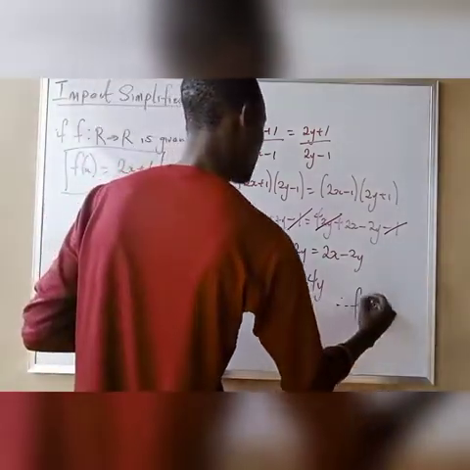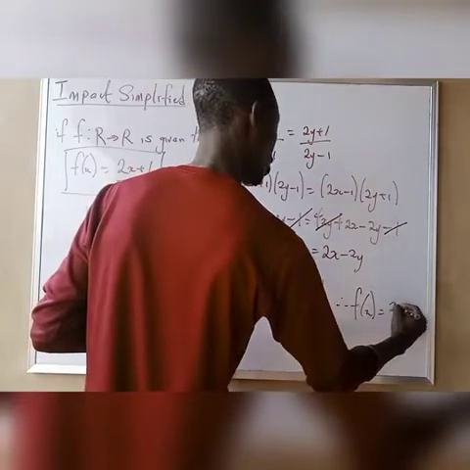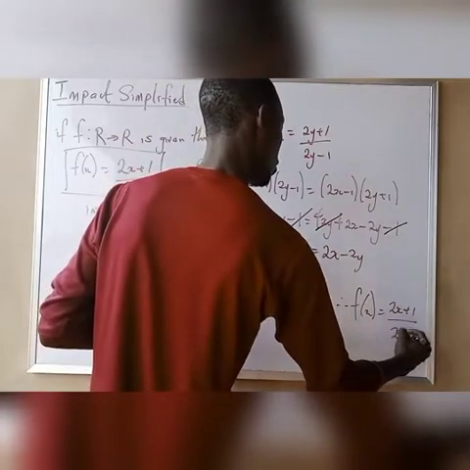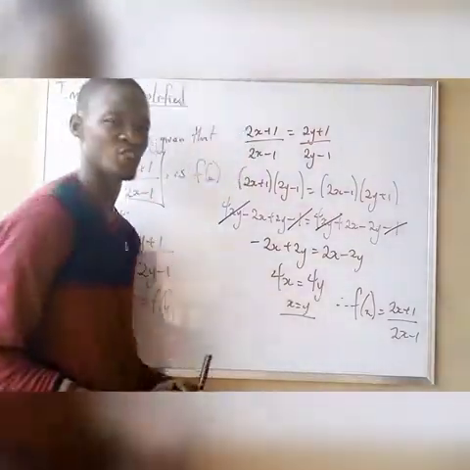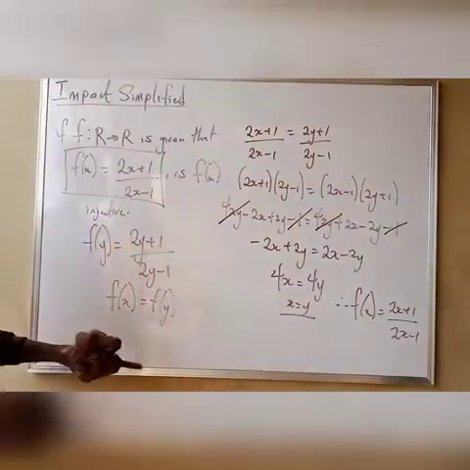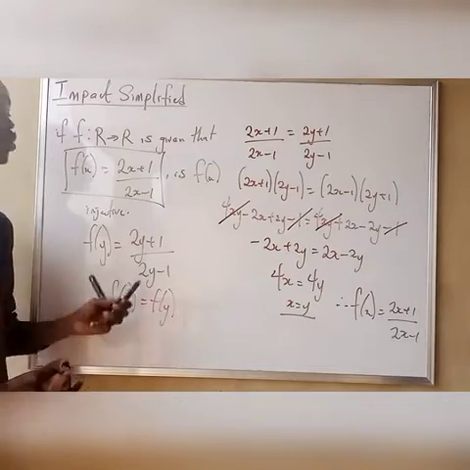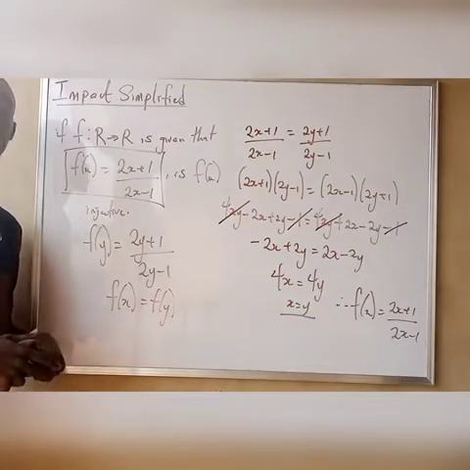So therefore, the function 2x plus 1 over 2x minus 1 is injective. So looking at this, that is injective. So that means we have talked about it, that what is injective?